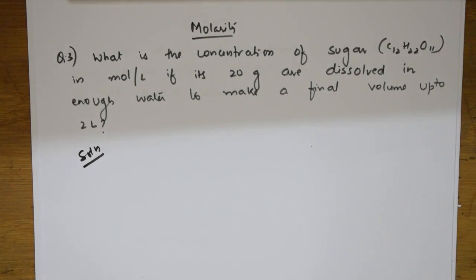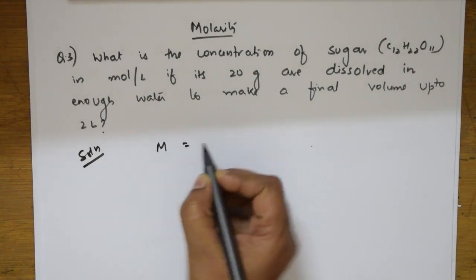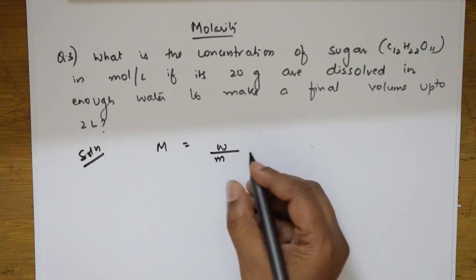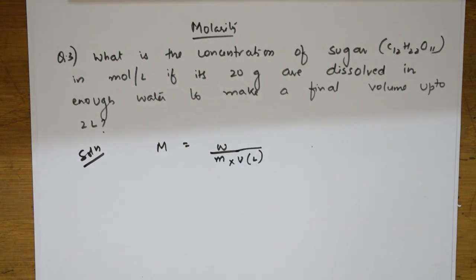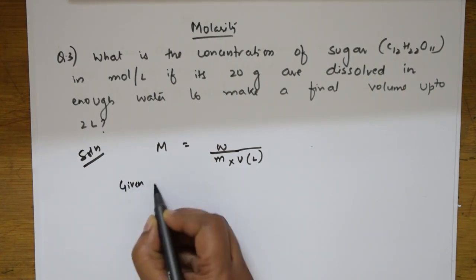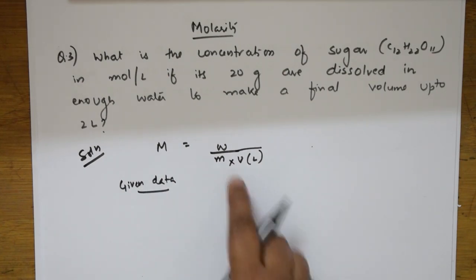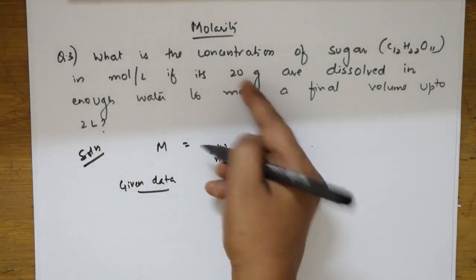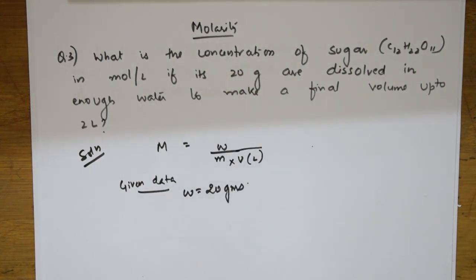First of all, when I have to find the molarity, let us write the formula. So molarity is equal to weight by molecular weight into volume in liters. This is your formula, isn't it? Now let us write the given data and substitute in the formula. Do we have weight here? Yes, W is given to us, W is equal to 20 grams.